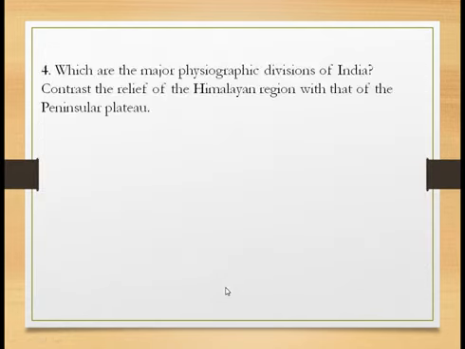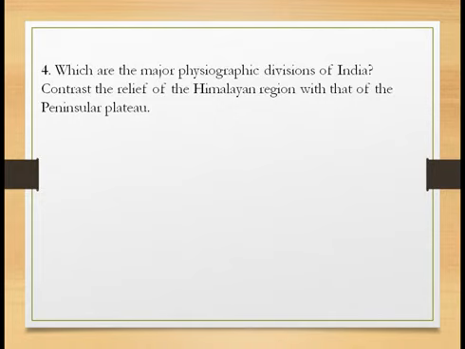Next, which are the major physiographic divisions of India? Contrast the relief of the Himalayan region with that of the peninsular plateau. In this, two questions are asked. First, we have to mention the physiographic divisions of India. So we have 6 physiographic divisions of India. After that, there should be a comparison or differentiation between the Himalayan region and the peninsular plateau.